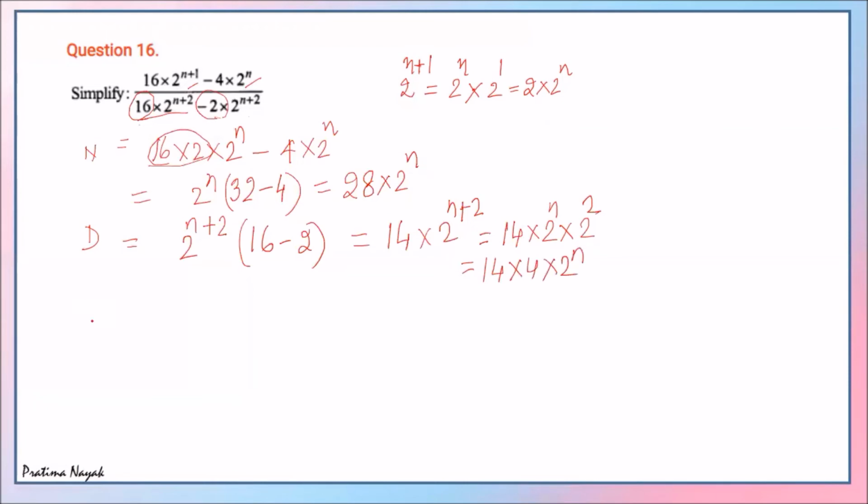Now I'll write it in fraction form, that means numerator by denominator. In the numerator, it will be 28 into 2 to the power n, and in the denominator, I am getting 56 into 2 to the power n. Now 2 to the power n and 2 to the power n cancel. 28 by 56: 28 twos are 56. Or you can cancel with 4, you can cancel with your 14.